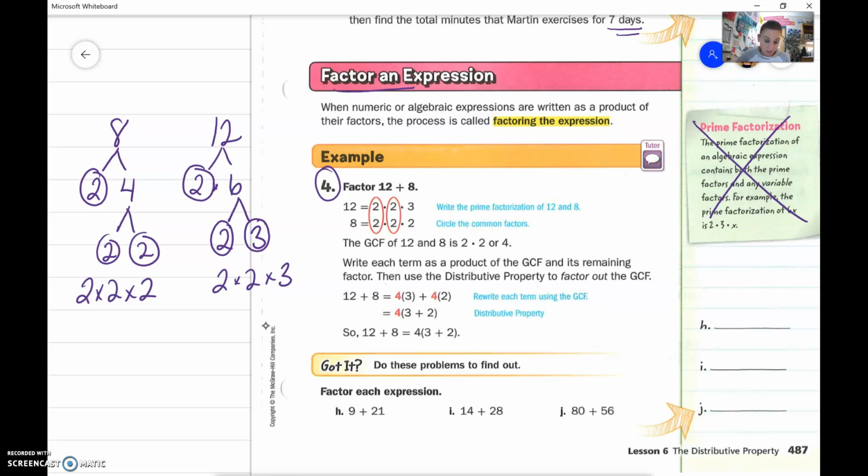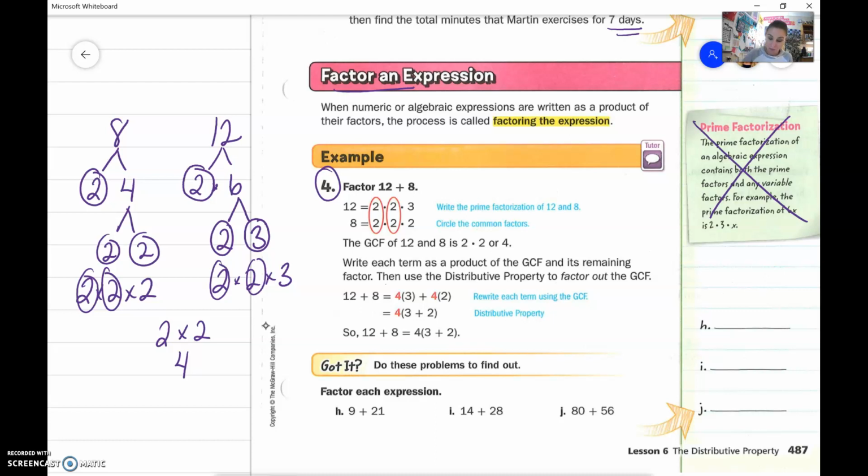Now what you do is see what numbers they have in common. I see that they share a 2, so each of them has a 2, and they have another 2. Now you see that one has a 2 and one has a 3, so we're not going to line those up. So now we multiply the numbers they have in common. 2 times 2 is 4, which means that is the number that we are going to take out.